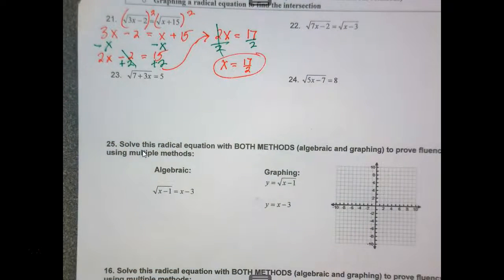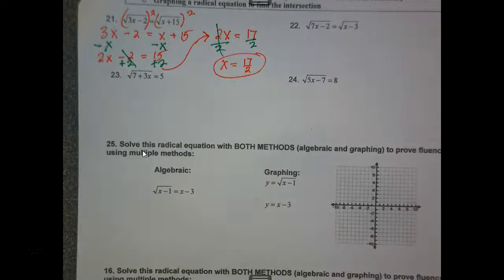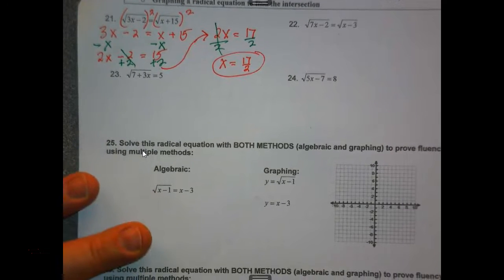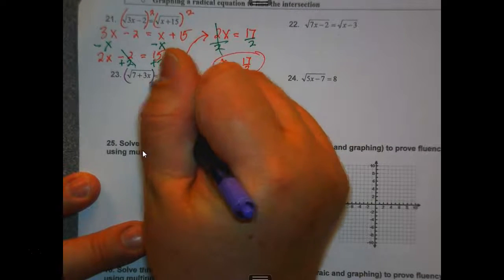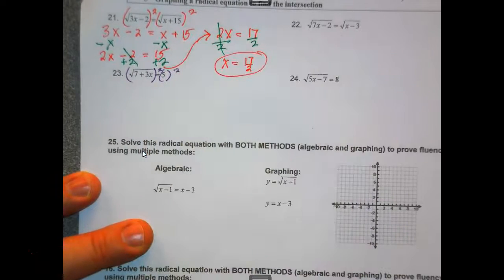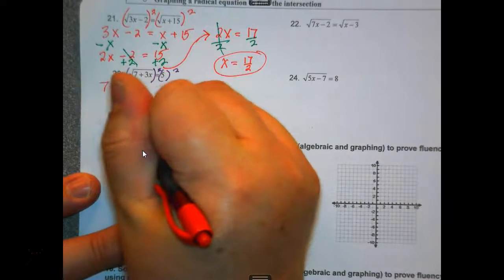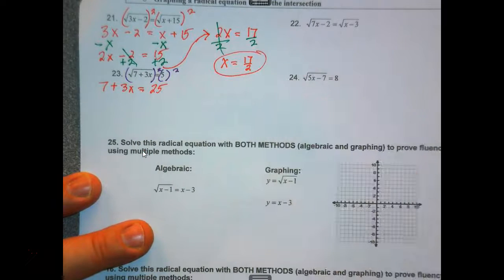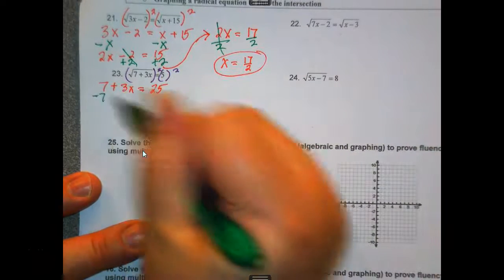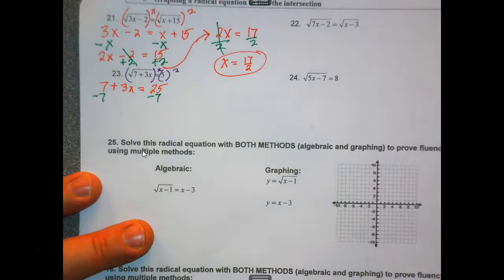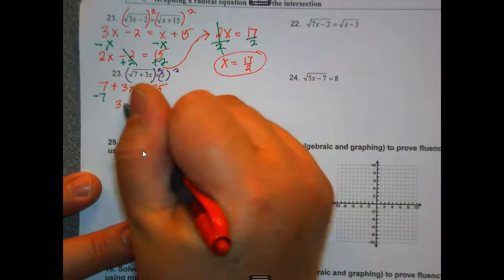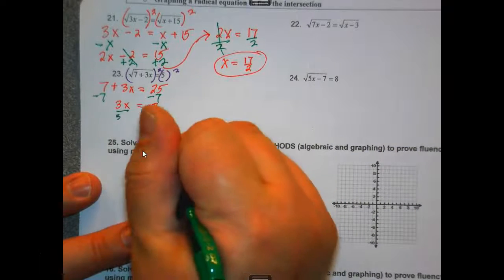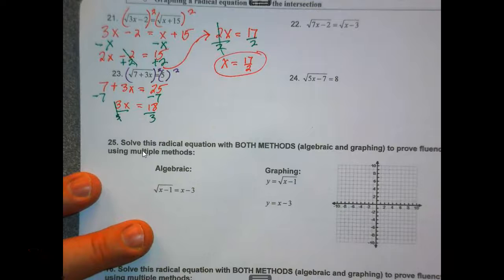Number 23. Square both sides. I get 7 plus 3x equals 5 squared, which is 25. Subtract 7 from both sides. I get 3x equals 18. Divide by 3. I get x equals 6.